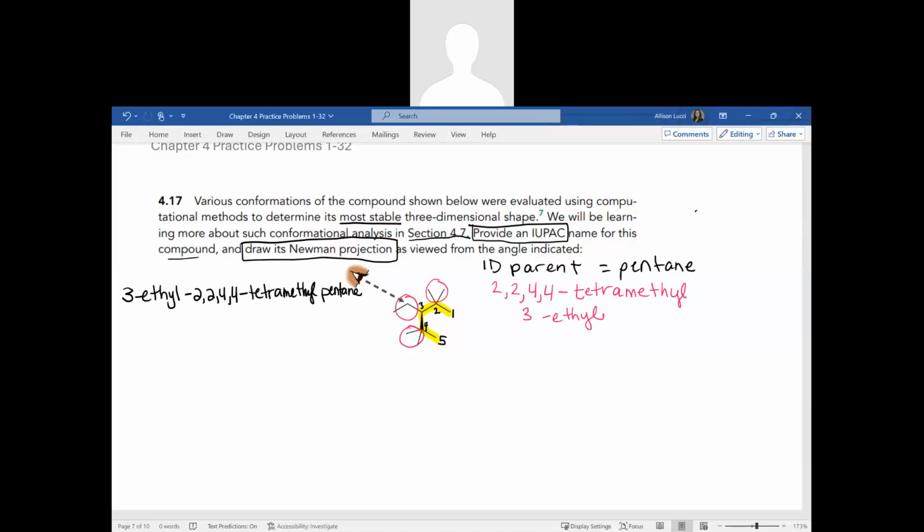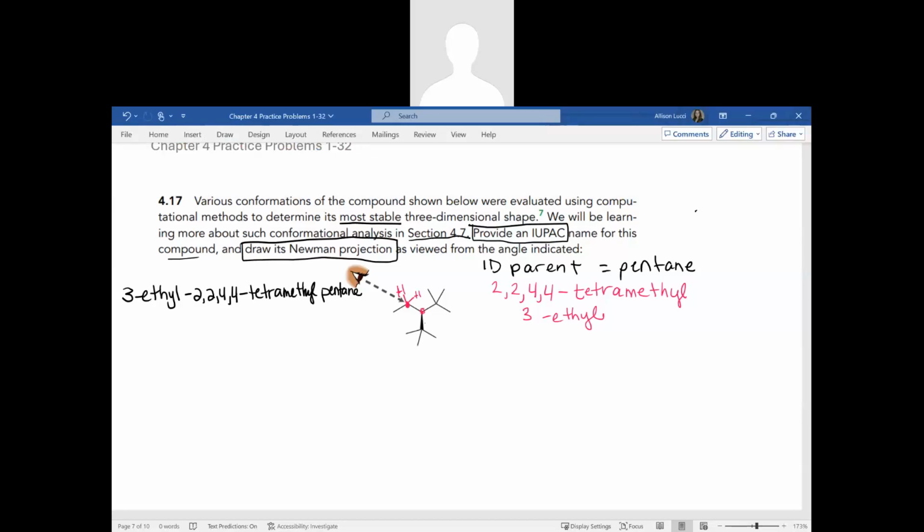And we're also asked to draw the Newman projection for this. So let me erase some of these markings here. And we're asked to look down at this angle, this line of sight. So let's identify our first carbon that we see would be here. And it has a methyl group coming down. And then we know there's also going to be two hydrogens pointed up.